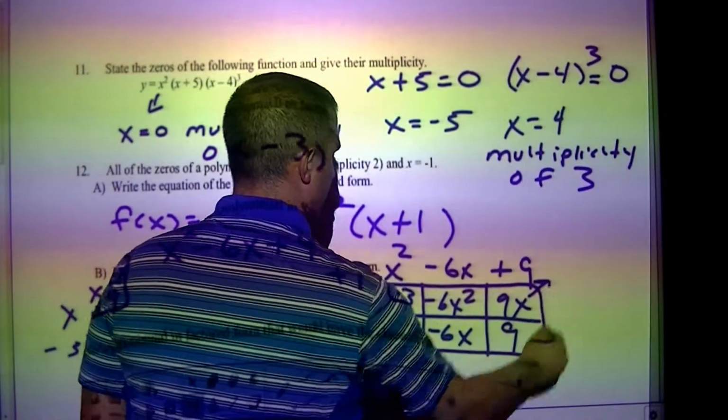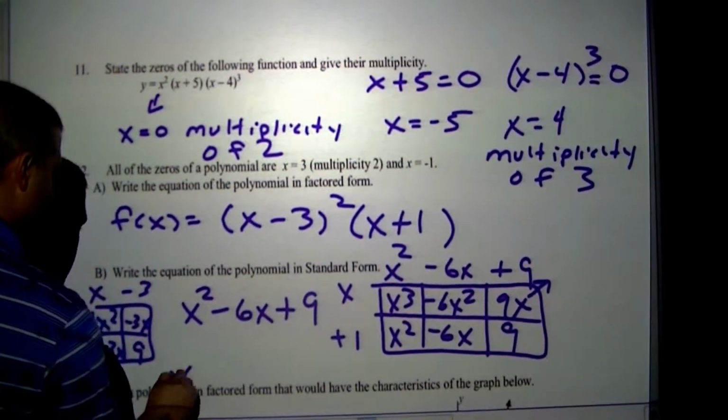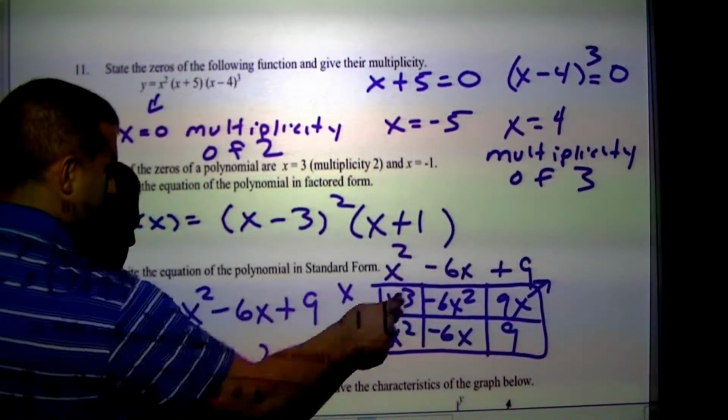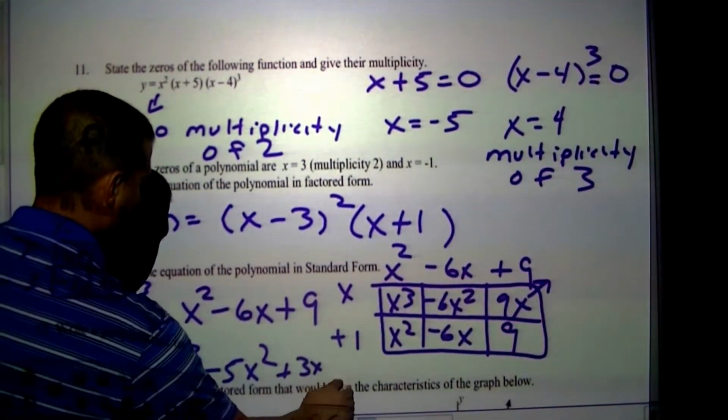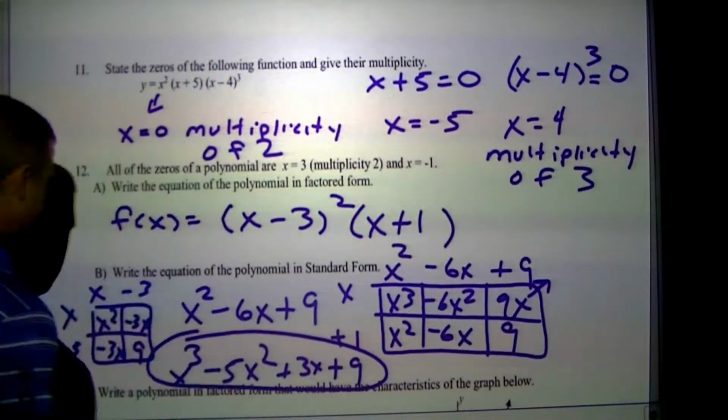So what I'm going to have for an answer out of this, I'll write it right here, is x cubed, and that would be negative 5x squared. Negative 6 and 9 would be 3x. And then I got 9 here. Okay, so there's my answer there.